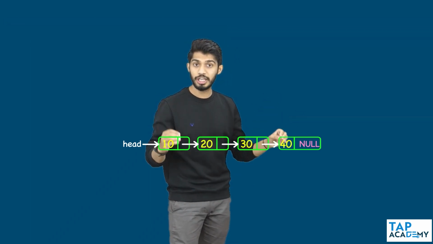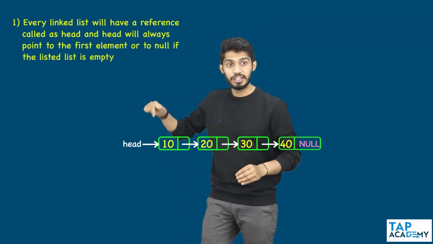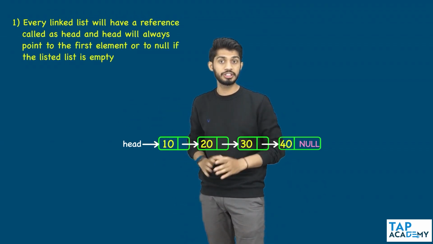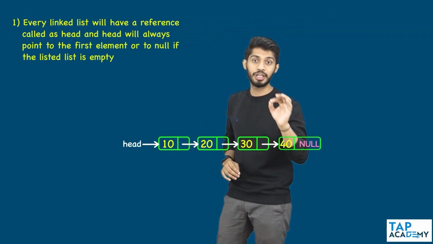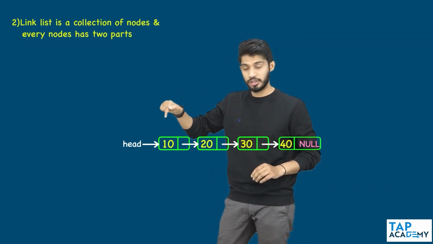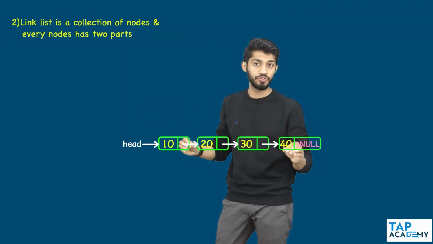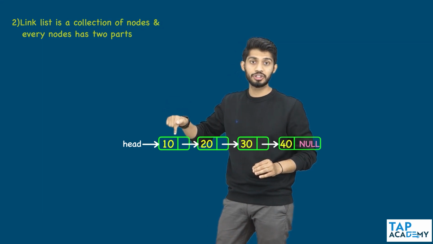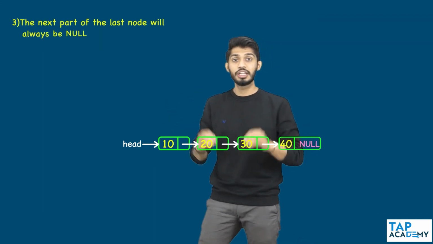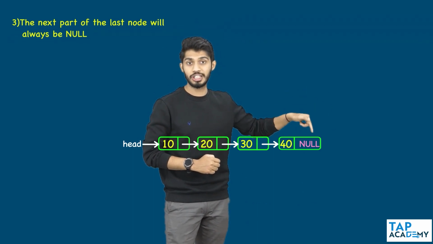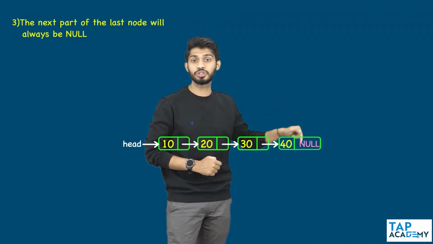So what are the 3 properties? The first one is, there is a reference called head which points to the first node of the particular linked list, and in case if the linked list is empty, the head will point to none. And the second thing is, this particular linked list is a collection of nodes, and every node has 2 parts. One is the data and the next node. And the third property is, the last node doesn't point to any other node because that's the last node, and the next part of the last node will always be equal to none.